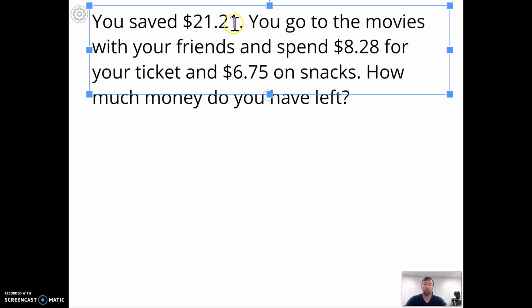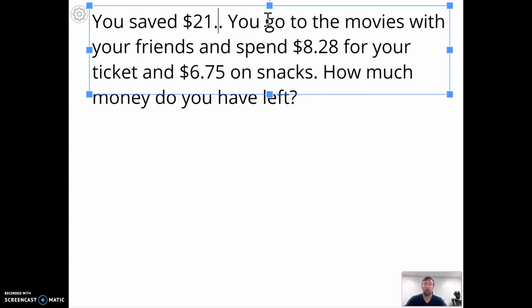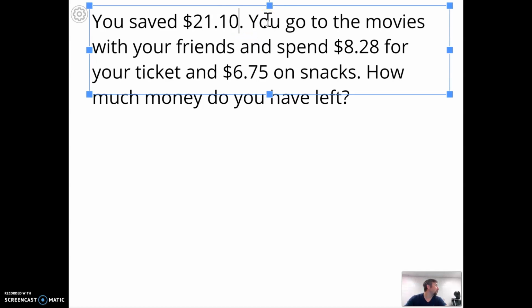I'm not sure what is going on. Oh, there we go. Okay. It's $21.10. And everything else looks right. Okay. We fixed it. So you save $21.10.